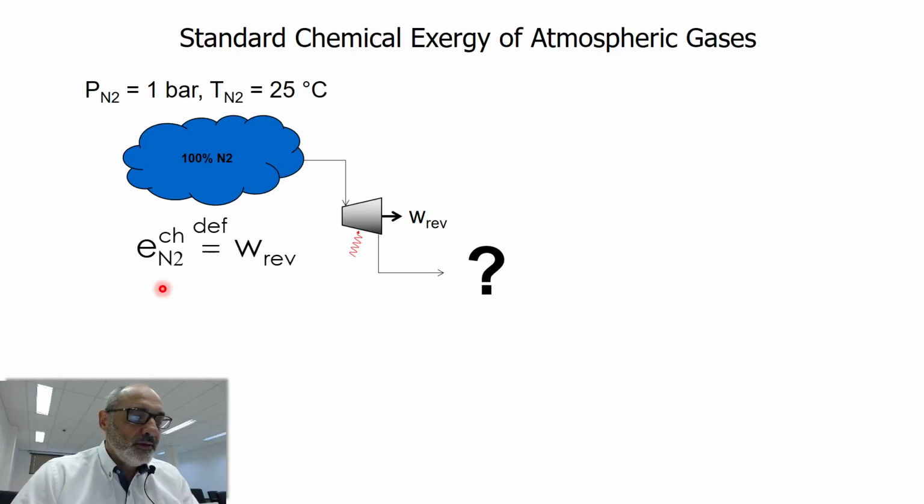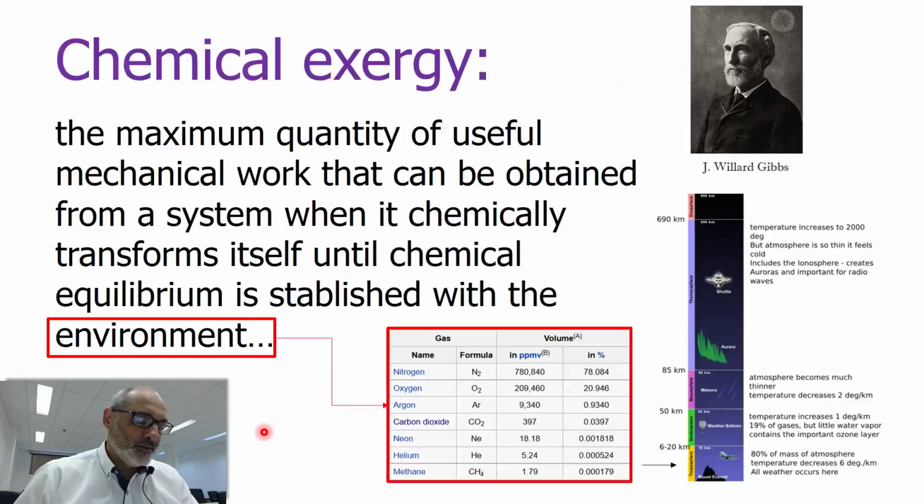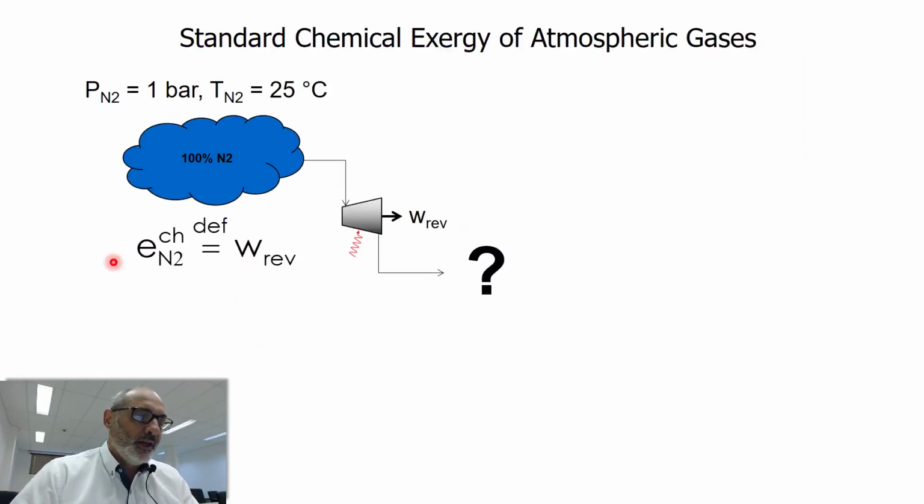Just an observation here. I'm going back two slides. I'm using the letter X to refer to exergy, okay? And now I'm going to need the letter X for other definitions. So I'm going to switch to E, okay? So E now, from now on, is going to stand for exergy, okay? CH stands for chemical, so the index CH stands for chemical, and N2, of course, stands for nitrogen.